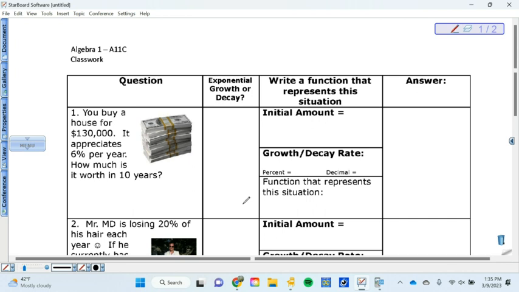But anyway, there's something that you can buy that almost always increases in value. A house. A house appreciates. So appreciate is that it's increasing. Depreciate is the opposite way.